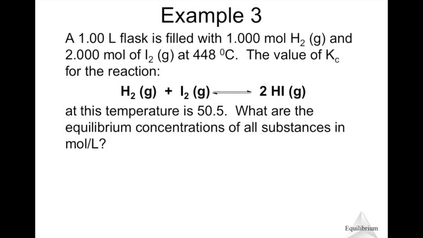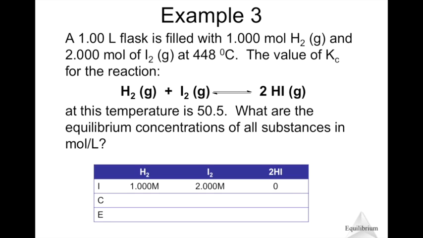Another example, this one a little bit more complicated. You've got a 1 liter flask filled with 1.000 moles of H2 and 2.000 moles of I2, again at 448. And the value of our Kc for the reaction is 50.5. What are the equilibrium concentrations of all the substances in moles per liter? So what are we going to do? We're going to do our ICE chart. Initially we know how much we have: 1 molar H2, 2 molar I2, and we have 0 HI.